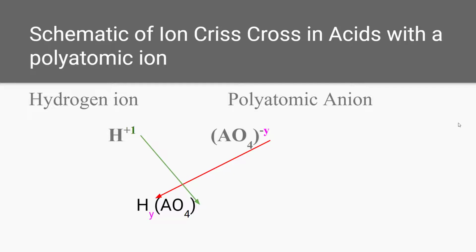In the case of a ternary acid that contains a polyatomic ion, the crisscross would use hydrogen ion with a +1 charge and the polyatomic ion with whatever charge is associated with it, here depicted as Y. You would do ion crisscross, so the subscript on hydrogen would be Y.